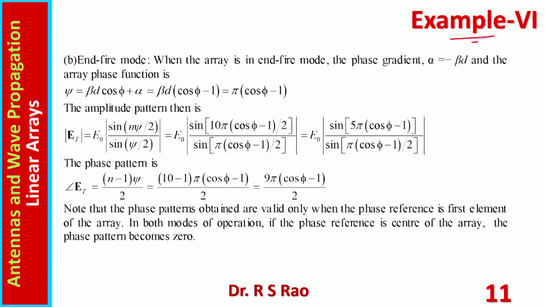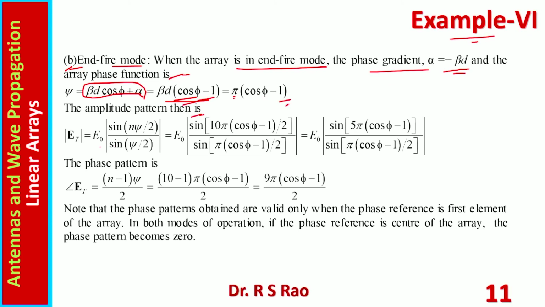Continuation, example 6, B part, end fire mode. When the array is in end fire mode, phase gradient alpha is equal to minus beta d, and the array phase function is beta d times cos phi minus 1. This is the universal or general expression for end fire mode. Substituting beta d equal to pi, it gives psi as pi multiplied by cos phi minus 1.